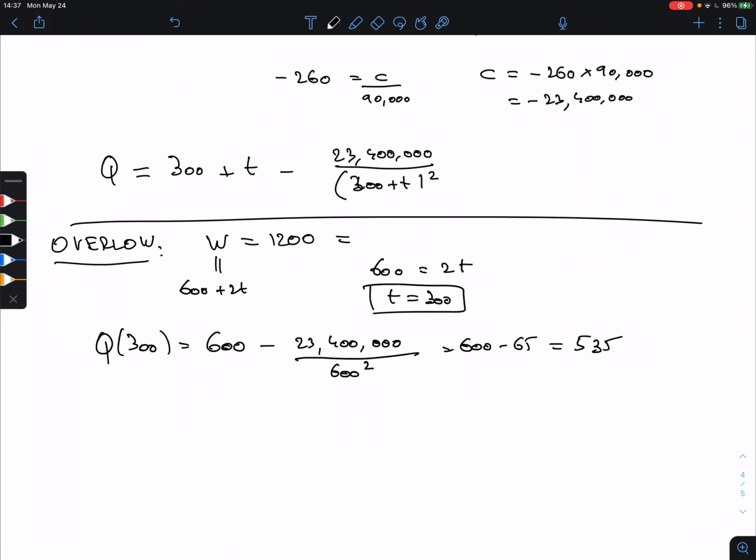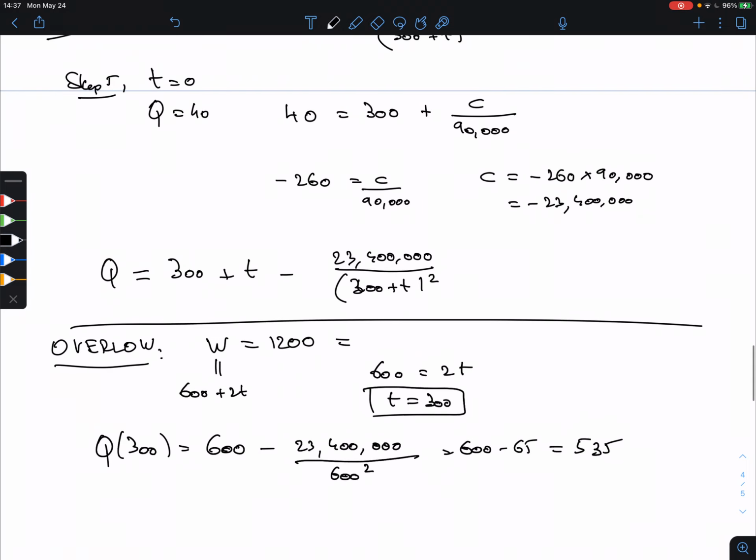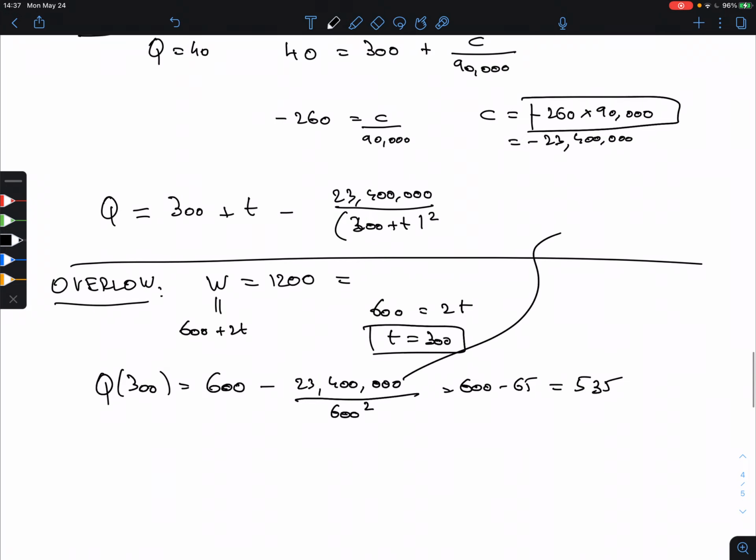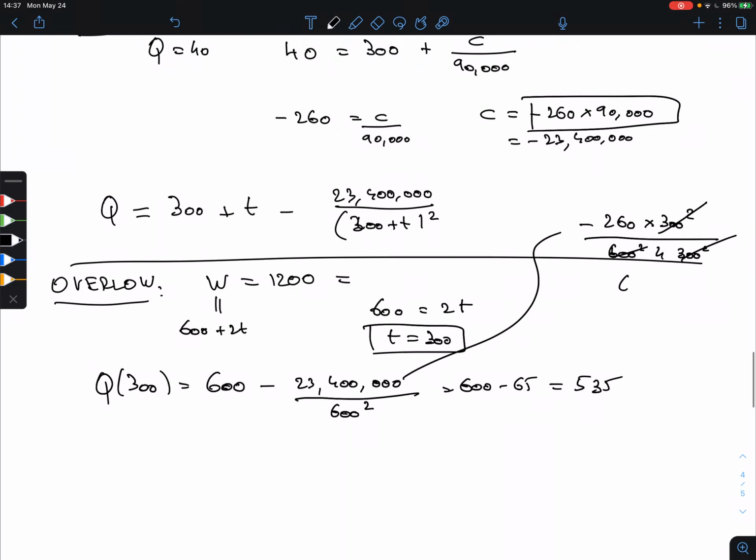Okay. Yeah, so this number, why is this? Can I calculate this? Remember, I calculated it out, but sometimes it's better not to calculate it out. So this quantity here is minus 260 times 300 squared, and I'm dividing this by 600 squared. But 600 squared is 2 times 300 squared, so it is 4 times 300 squared. So these cancel, and 260 divided by 4 is 65. Yes, so everything is correct.